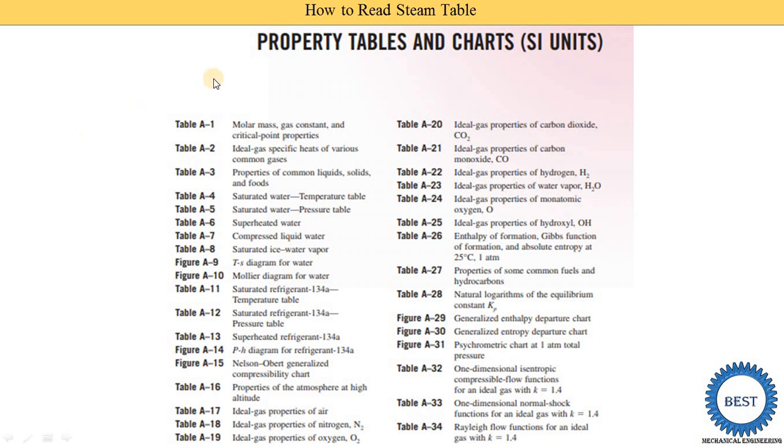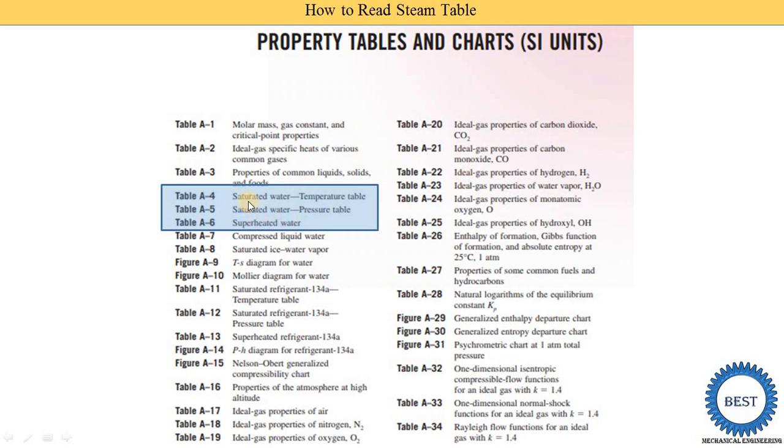Here you see the property tables and charts. So this is the index. In this index, the properties of various gases are given. Here you need to find the saturated water temperature table, saturated water pressure table, and superheated water table. Other parameters are given for different types of refrigerants and for different types of gases. When we need to find out the properties of steam, we need to focus on these tables.